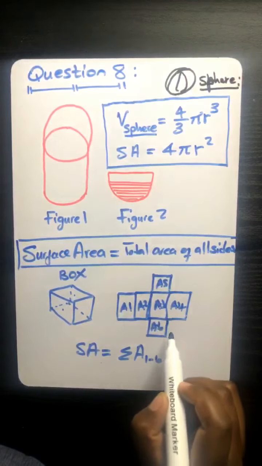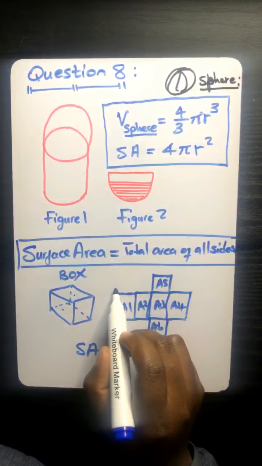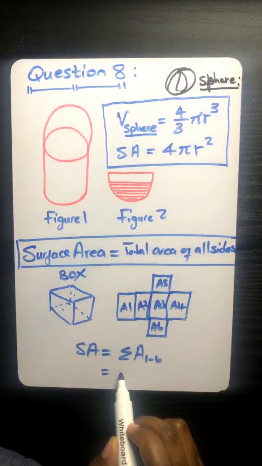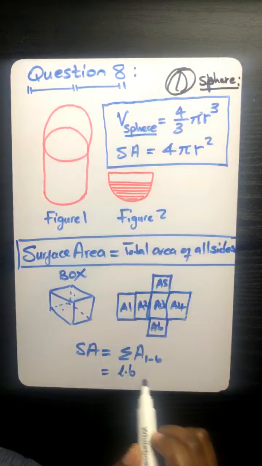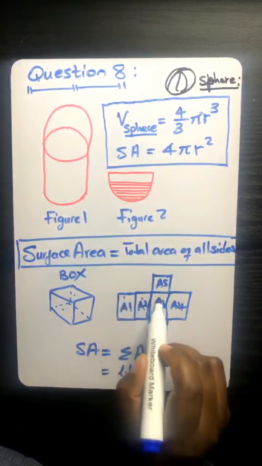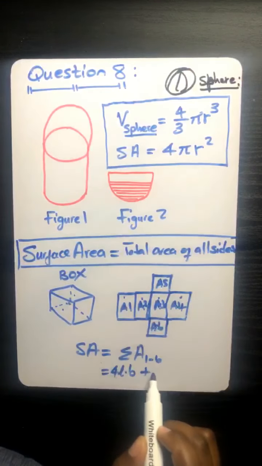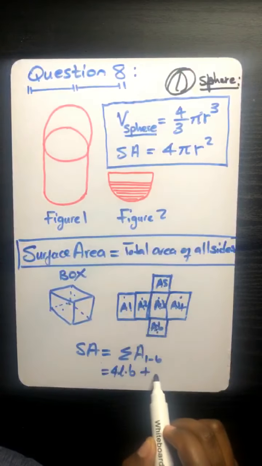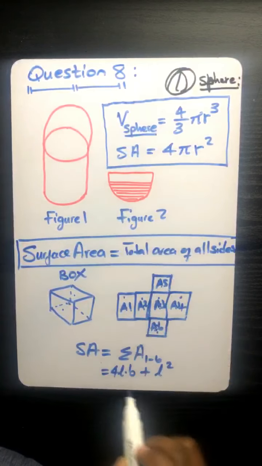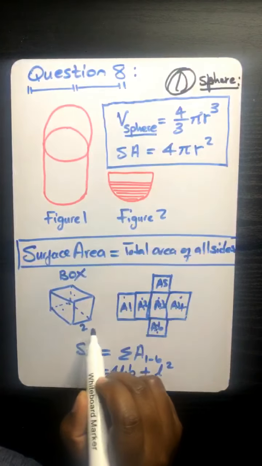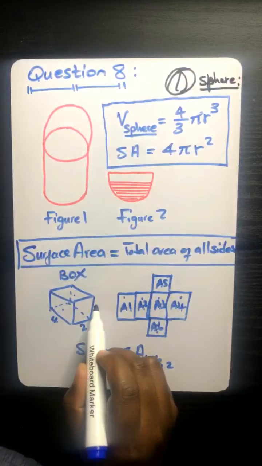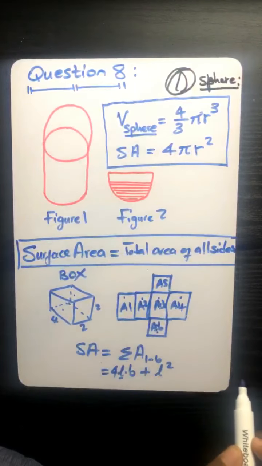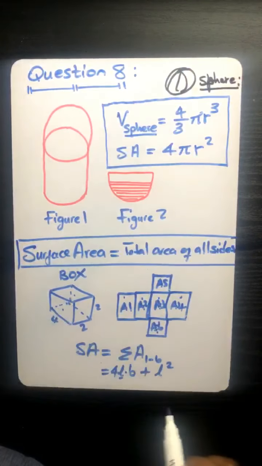So you just need to know the area or the formula for that shape. We know that it is length times breadth. So you're going to have 1, 2, 3, 4 of the same thing plus the area of these two. If it's a square, then you know it is length squared. Then you just substitute. If this is maybe 2, this is 4, and this is maybe 2 also. All you do is substitute. Then you have the total surface area of that box.